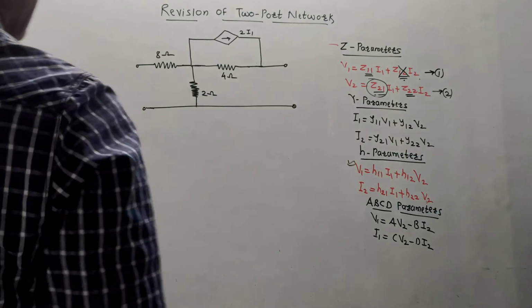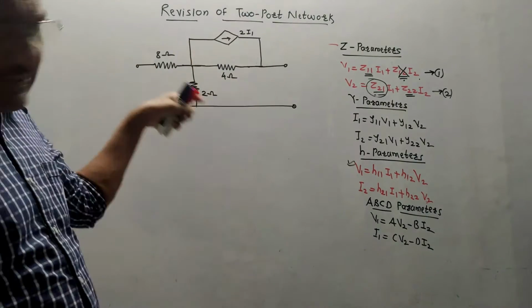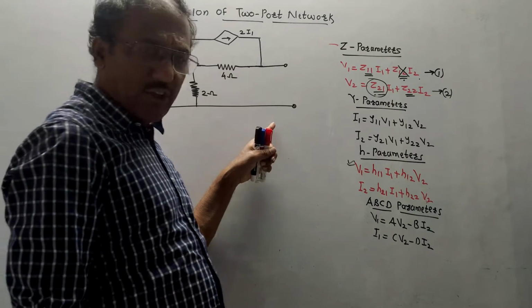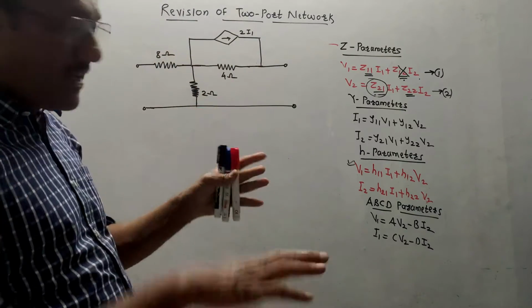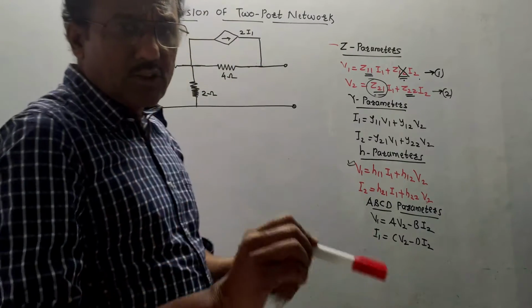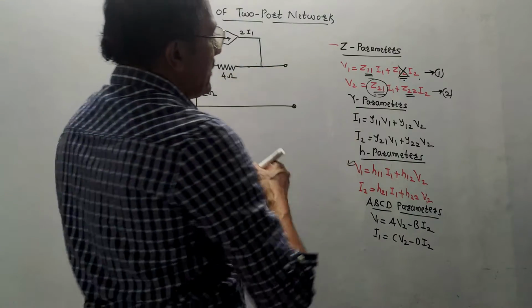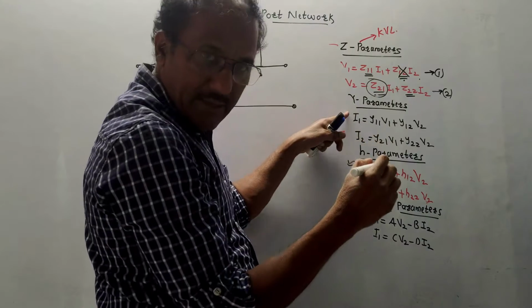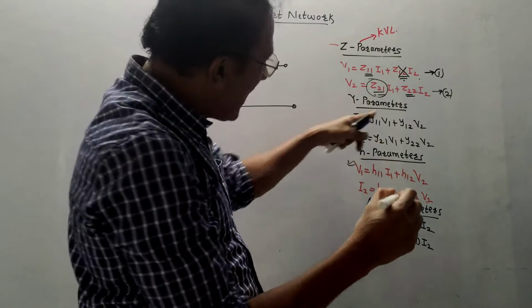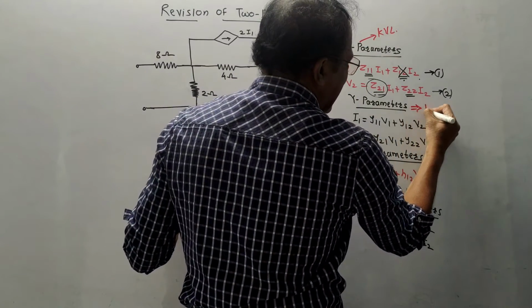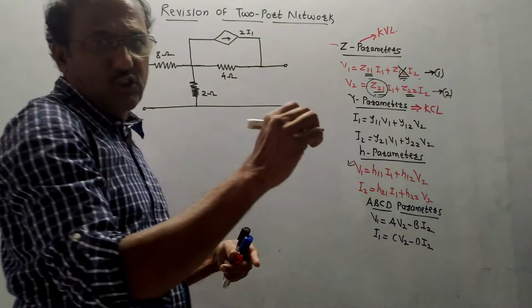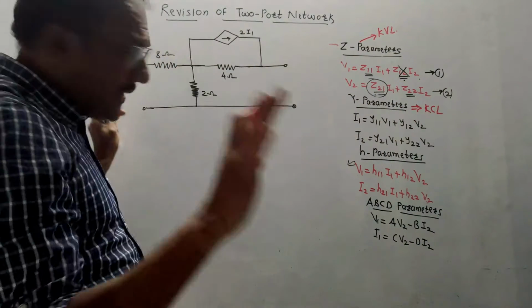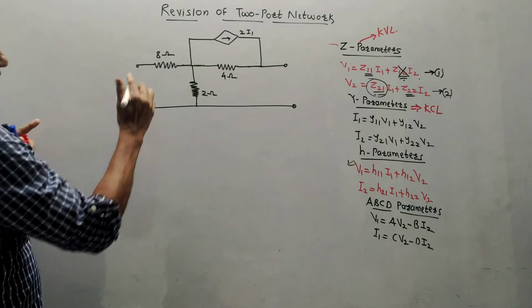Consider one numerical. Suppose the question is, this is the given circuit diagram and it is asked to calculate the Y parameters of this network. What I said, if you are supposed to calculate Z parameters, use KVL. Do remember this concept. On the same lines, if it is asked to calculate Y parameters, use KCL, that is node analysis, Kirchhoff's current law. The things are pretty simple.